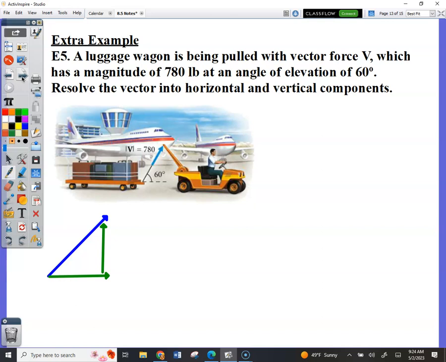So here's what we've got going on here. This is pulling that luggage cart. You've got, this is a 60-degree angle. They're telling you that the magnitude of that vector is 780. So I went and I copied the triangle I see right here. I copied it here. And then I labeled it, this is 780, this is 60. It says, resolve the vector into horizontal and vertical components.